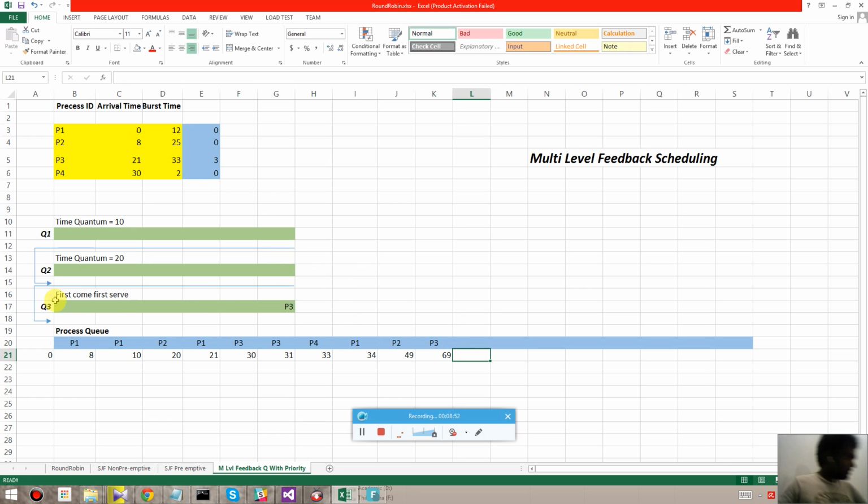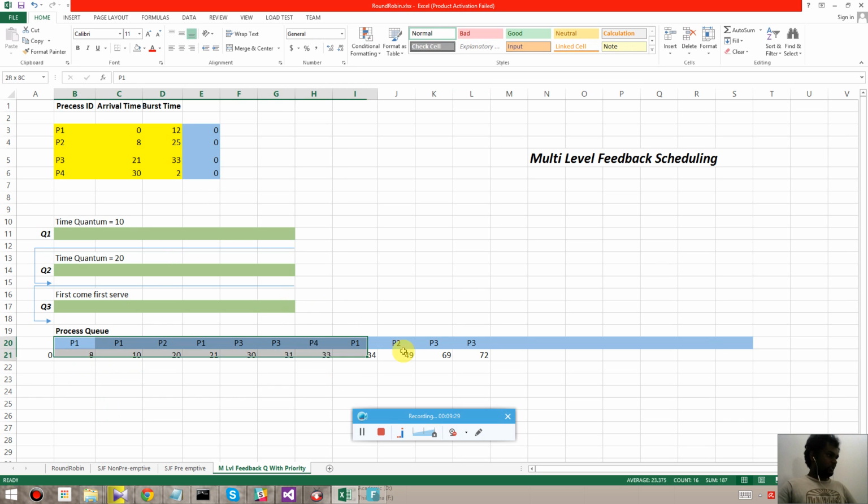Right, so this third queue, Q3, will work on a first come first serve basis, so whichever process comes here first will be executed first, and P3 only needs another 3 time units, so P3 will be executing till timeline 72, and this will be P3 running again, and I can remove P3 from the queue, and the remaining time is 0. So this will be the process lineup.